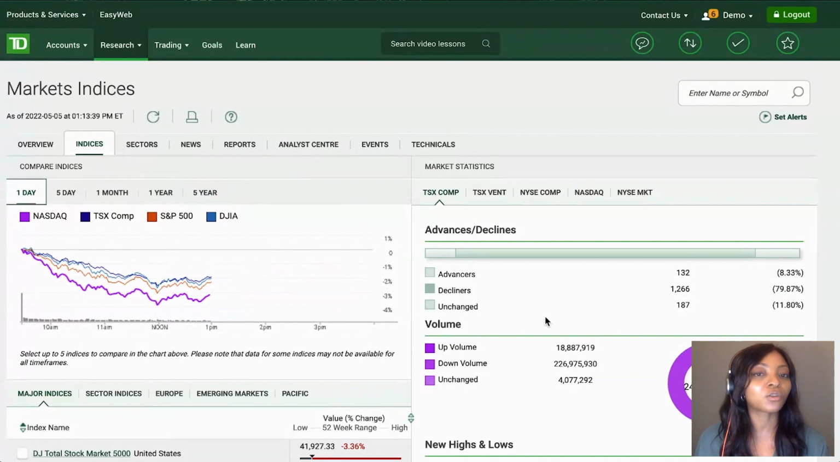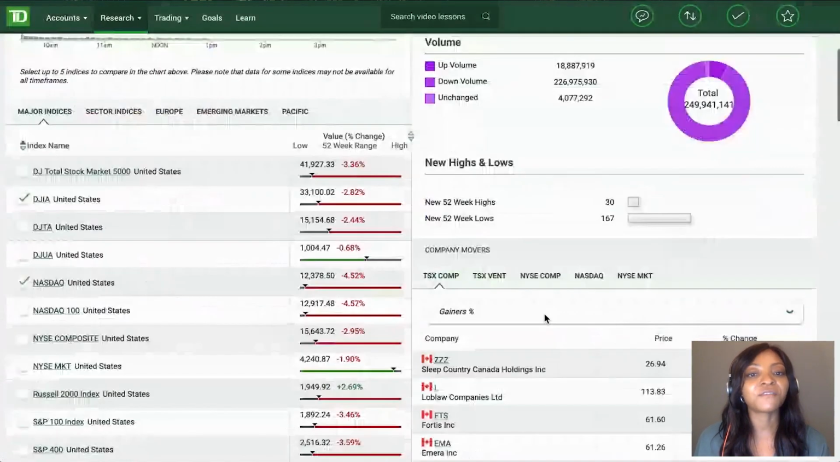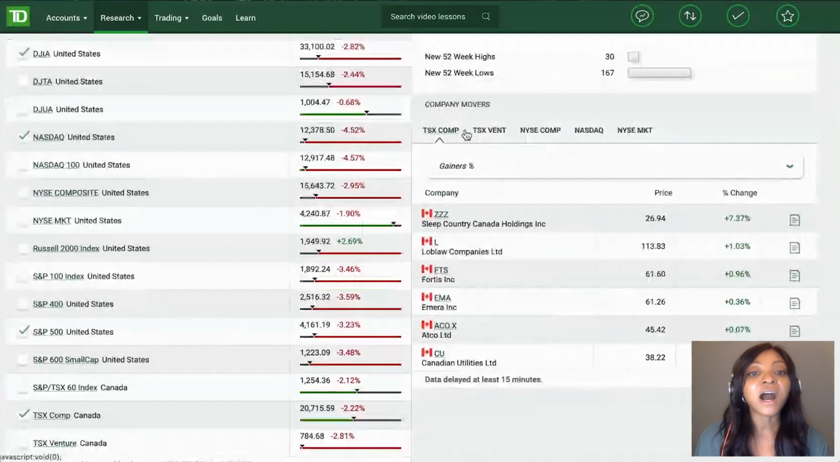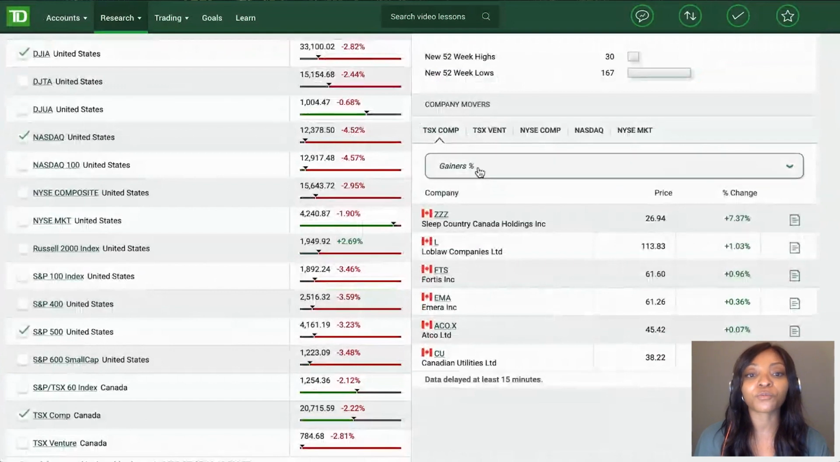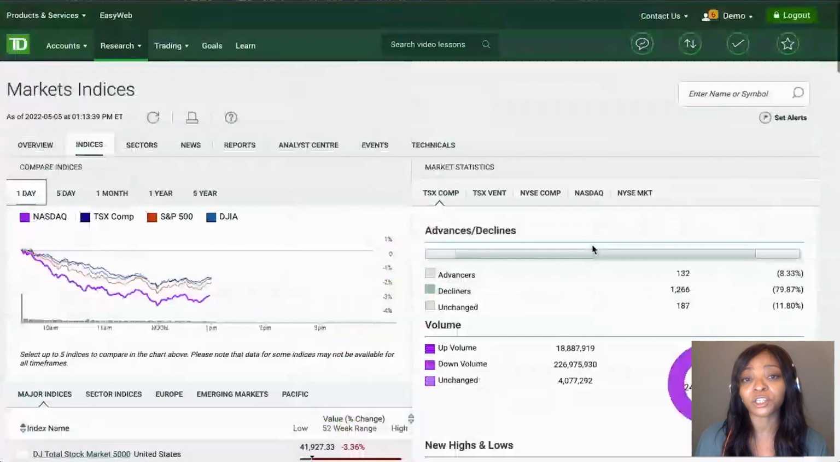I can now focus on the right side of my screen. I'll scroll down. And on here, if I select the TSX composite, I can see the companies that have performed the best today. So the markets are still open. So I'm seeing the companies that are performing the best today. And I can also pull up an article to tell me the reason why this company, for instance, is up 7.37% today.